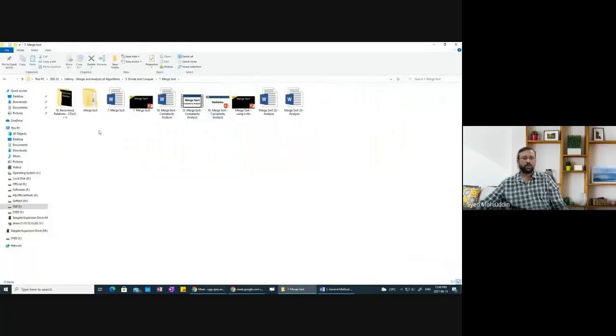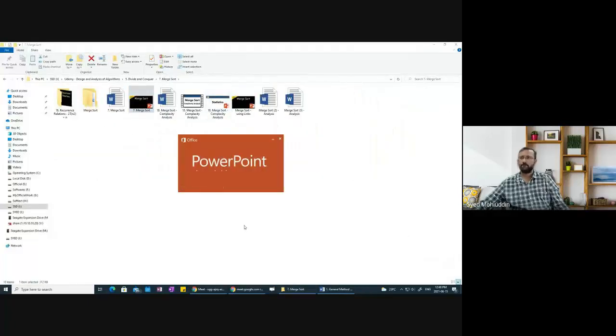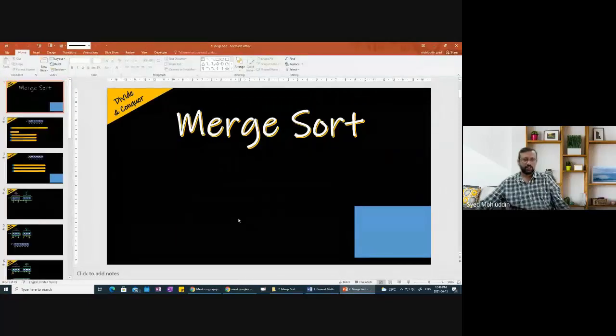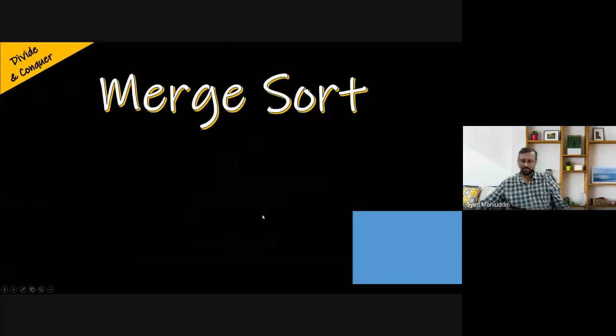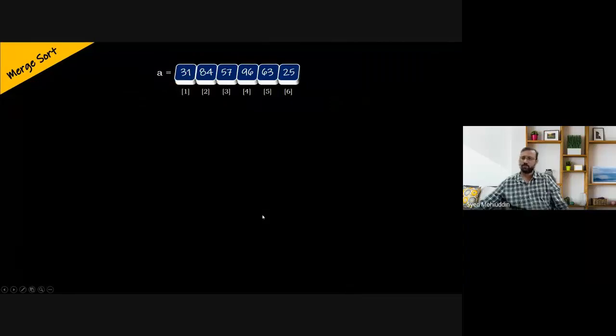Let us look at merge sort. Merge sort is one of the sorting techniques which is very efficient in terms of its performance. Merge sort uses merge as a term. We look at what this merge or merging means. This merge sort uses divide and conquer approach.